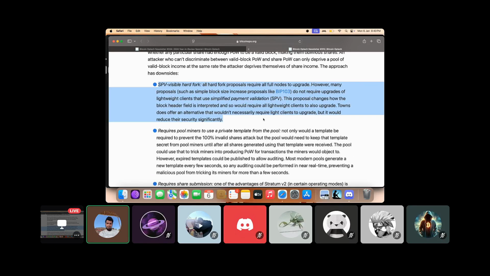So one reason why this hard fork has not happened and why hard forks are not really desirable is because, unlike a soft fork, when it's a hard fork, every single node needs to upgrade.